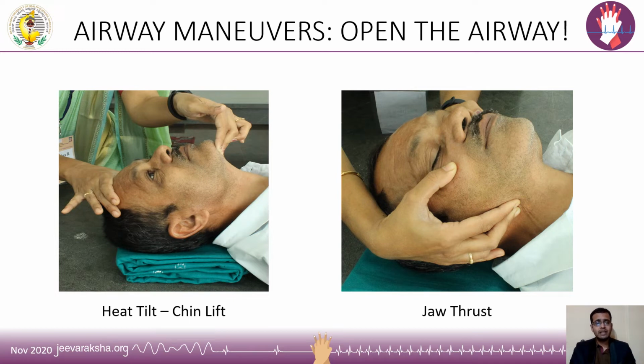So this can be done in almost all of the patients, but any patient with cervical trauma, along with the 3-point stabilization, to open up the airway, what we do is something called a jaw thrust maneuver. In the jaw thrust maneuver, you just try to protrude the jaw. Once you protrude the jaw, the tongue which is attached to the jaw gets pulled forward, and hence the obstruction is relieved.